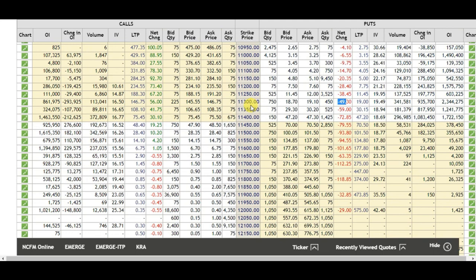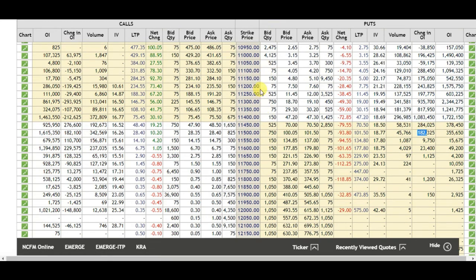Now if we go to the upper side at 11,500, the net change is minus 93, the change in open interest is 1.8 lakh contracts, and the cumulative open interest is 3.5 lakh contracts. Here put writers sold the contracts, but if we see the change in open interest, the quantity is not in a big number.